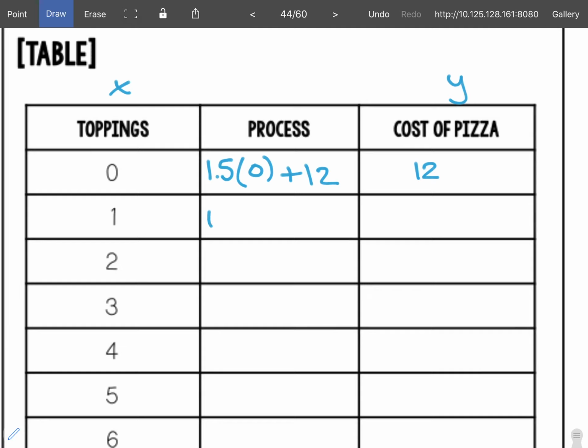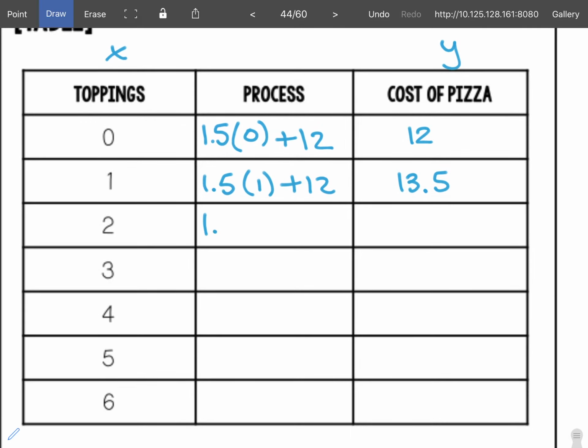If we get one topping, 1.5 times 1, which is referring to money, $1.50 for one topping, plus the $12 pizza, that would be what? 13.5, which is $13.50. Okay, let's do 2 toppings. $1.50 times 2 plus the 12 would be 15. $15. And then continue on with your pattern. $1.50 times 3 plus 12 would be 16.5.